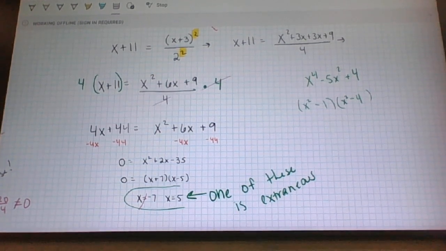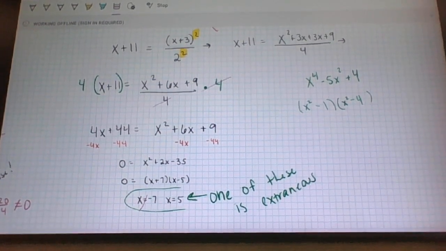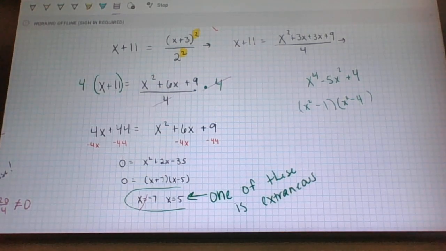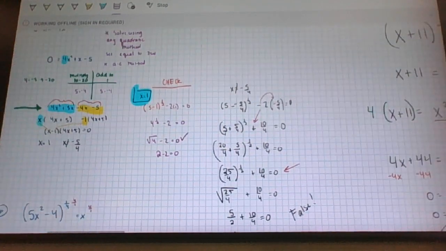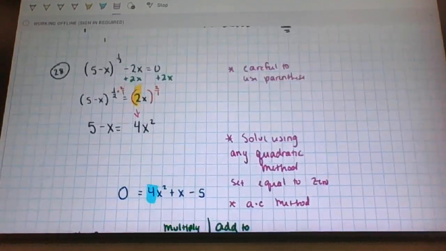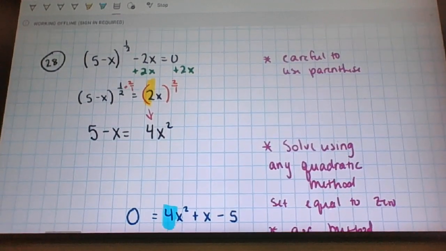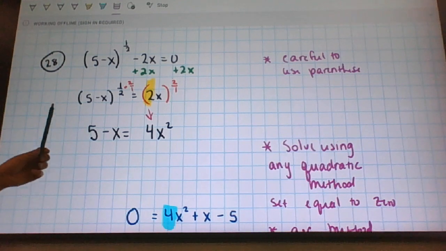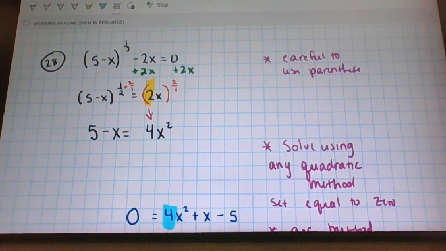Alright, I'll go to 28 though, I think. Didn't I show 28 in class? Okay, 28. Alright, here is 28. Add the 2x over to isolate the base and the exponent. Raise both sides to the reciprocal, 2 over 1.